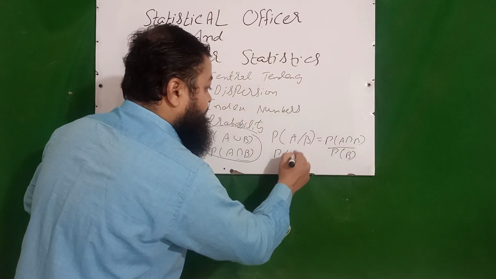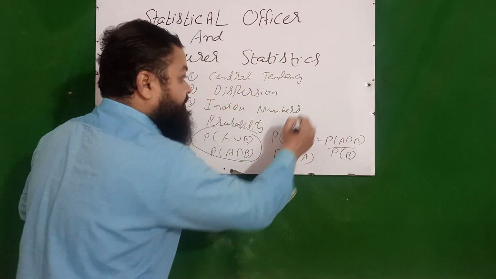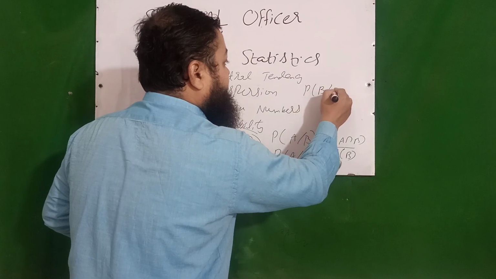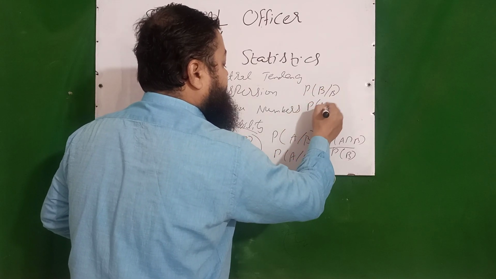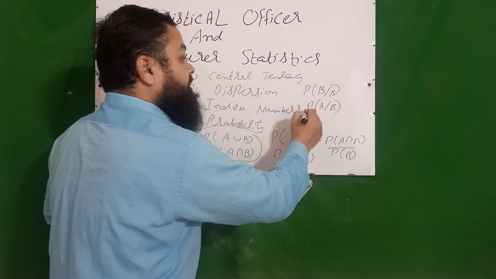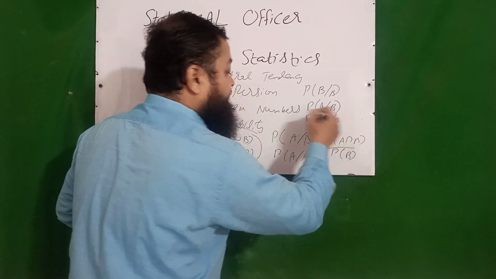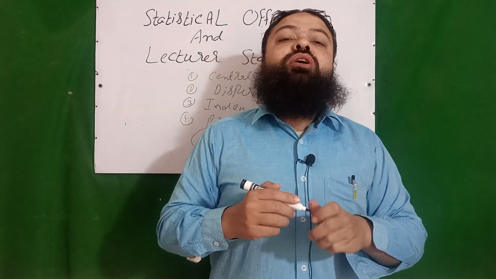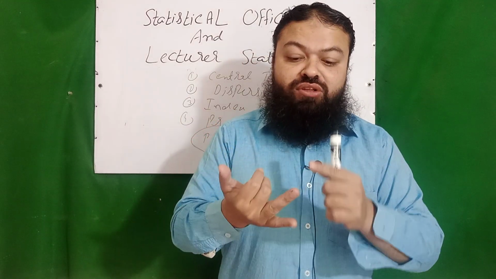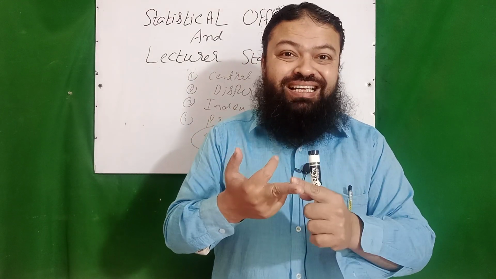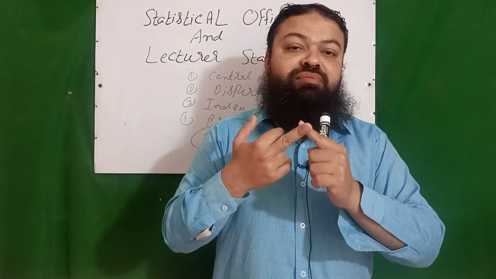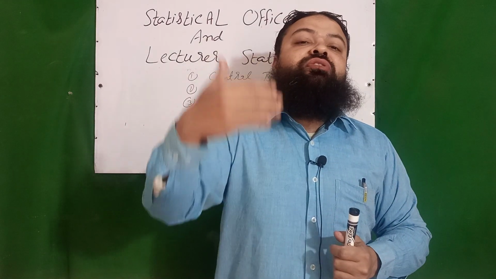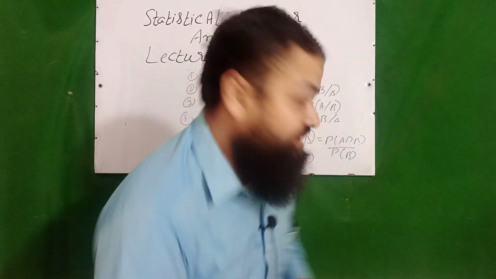If you are to find probability of A given A, a very important question for FPSC, probability of B given B, probability of A given B when A is a subset of B, probability of B given A when B is a subset of A. You will have to revise this type of questions, and all the questions of cards, all the questions of coins, all the questions of dice. These must be on your fingertips for the paper of statistical officer as well as lecturer statistics.